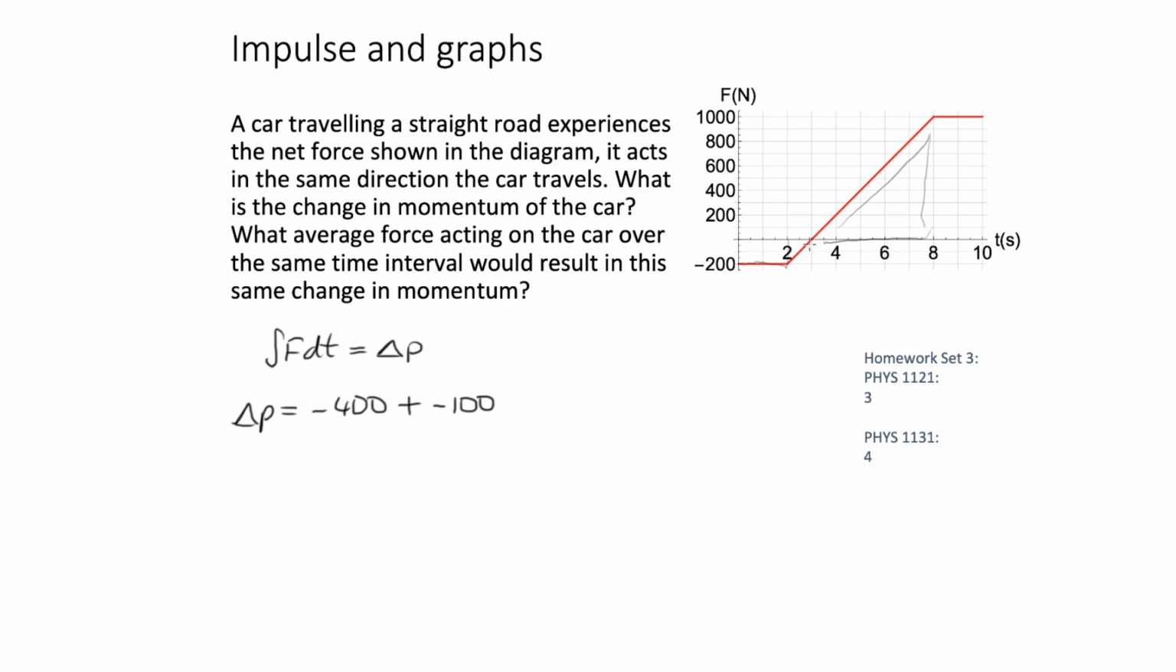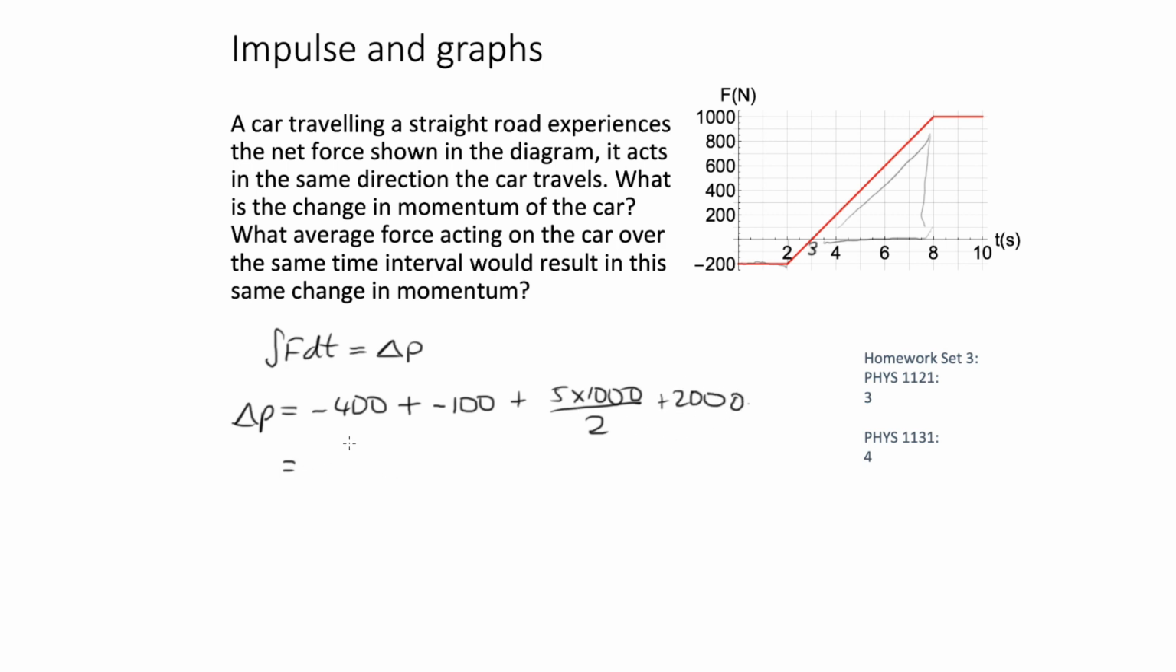And then we've got this big triangle here where we've finally gone positive. This triangle is going from 3 seconds up to 8 seconds, so it's got a length of 5 and a height of 1000. So plus 5 times 1000 divided by 2. And then we've got this rectangle, which goes from 8 to 10 seconds. So it's got a length of 2 seconds and a height of 1000. So that's plus 2000.